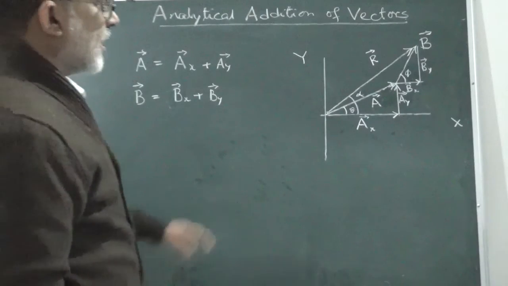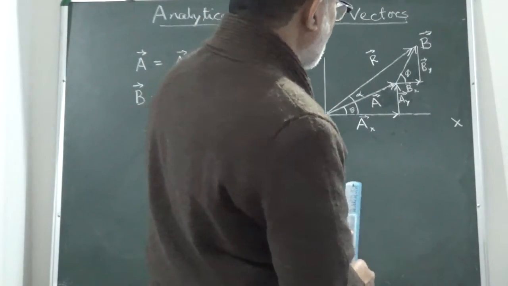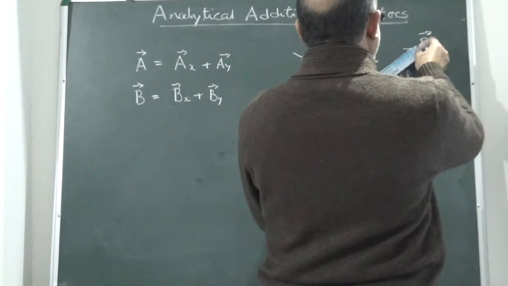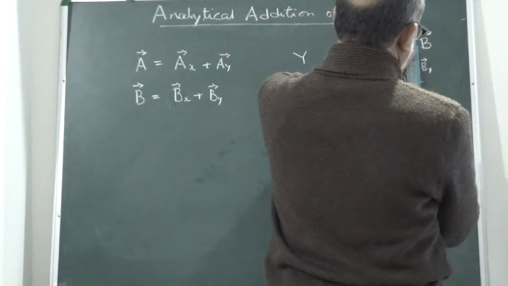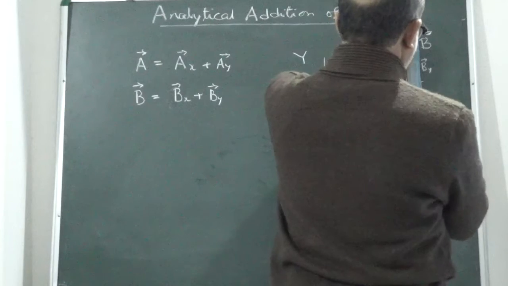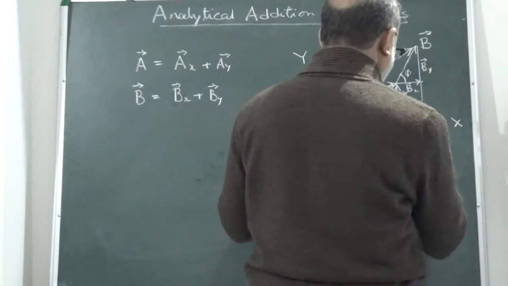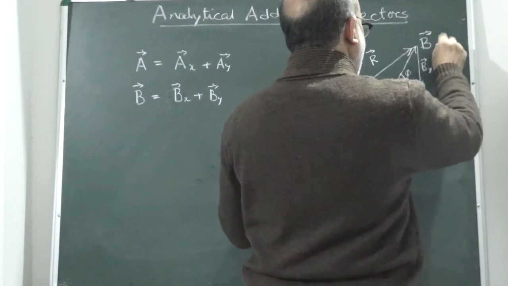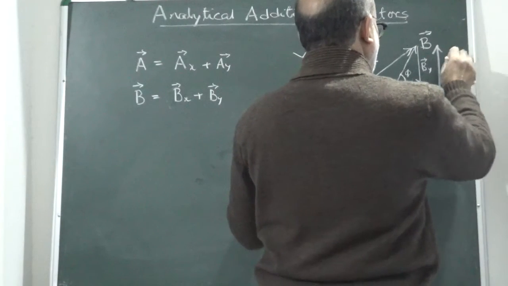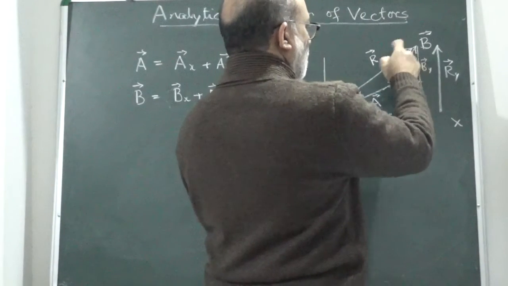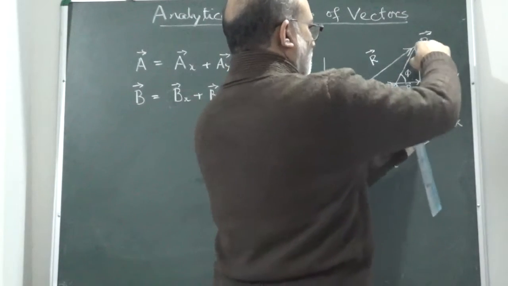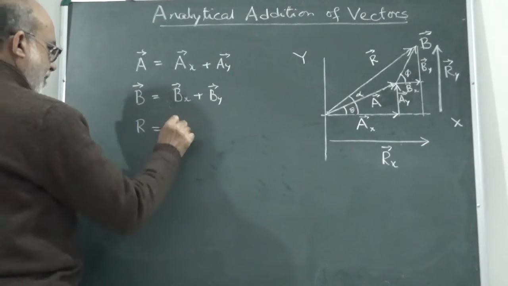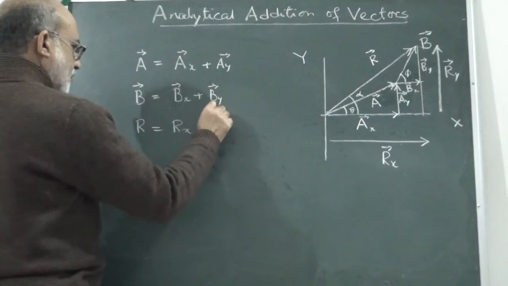Similarly, we can resolve the vector R also along the x and y axes. This length will be Rx and this length will be equal to Ry. So to resolve this R into its components, this will be Rx and this will be Ry. So R is Rx plus Ry.